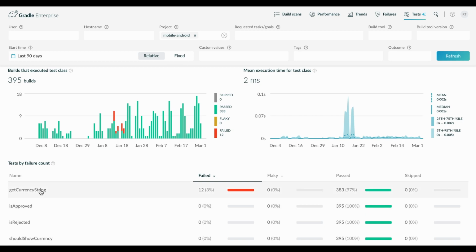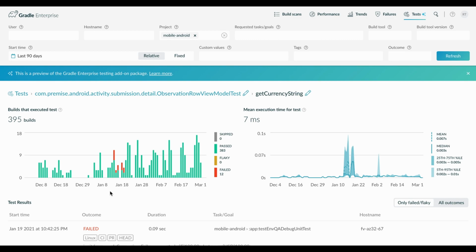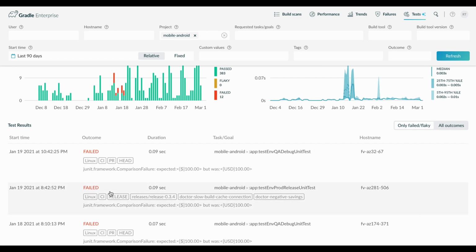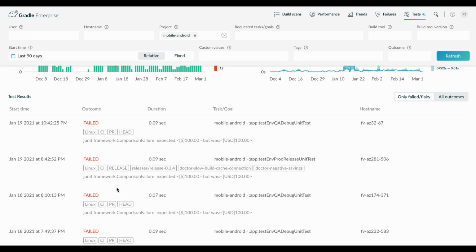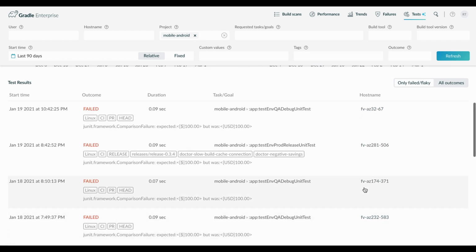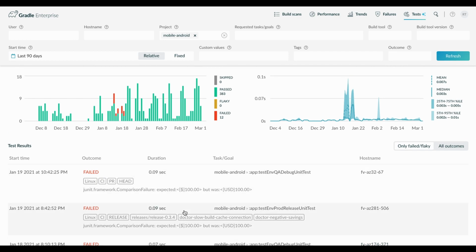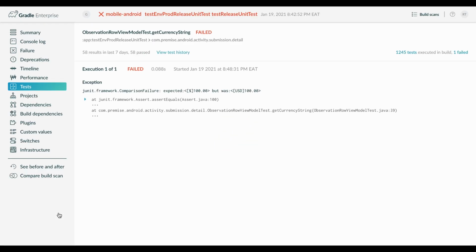So if I click into the specific test, it'll show you the number of times the specific test failed and for which build. In our case, I know that this host name is the GitHub Actions build, so it seems to have been failing for this. I can just click into one of these failure instances, and it'll open the build scan for the same.